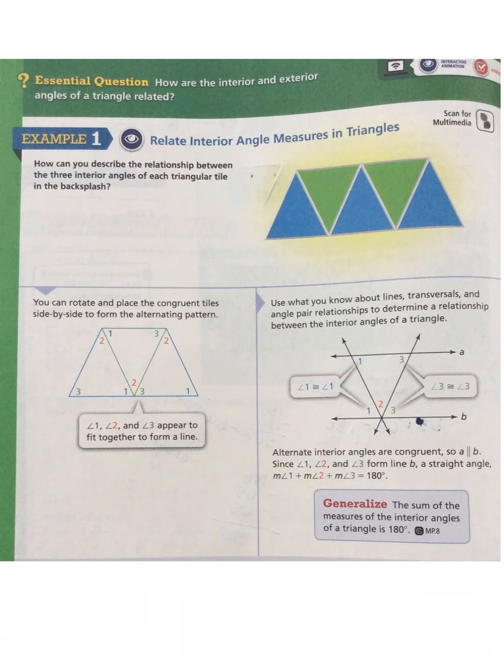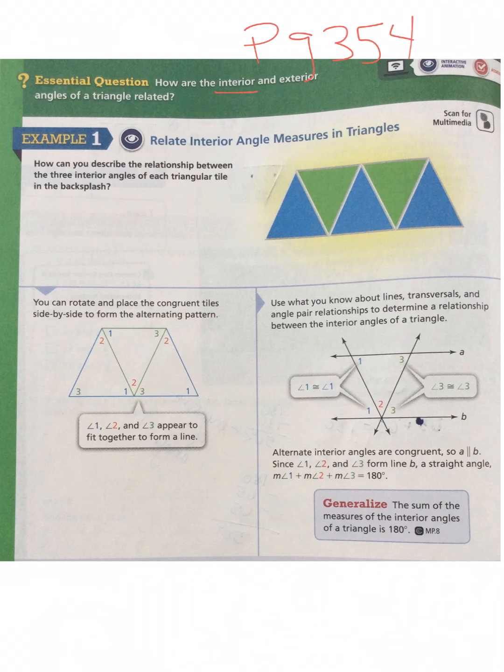So we're going to look at video notes. This is for 6-9. We're looking at interior and exterior angles of a triangle. Let me look and see really quick what page this is on. So 6-9, we are on page 354.